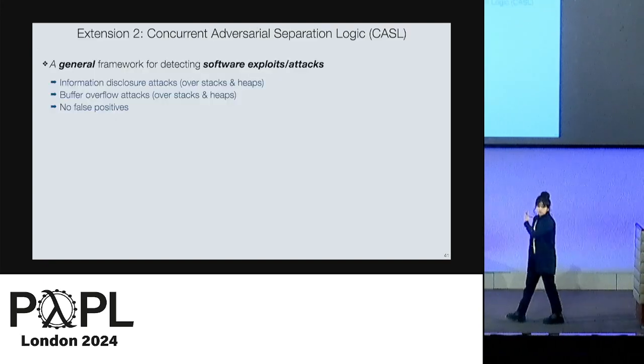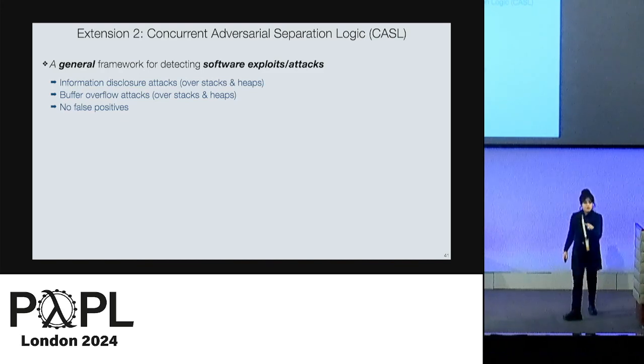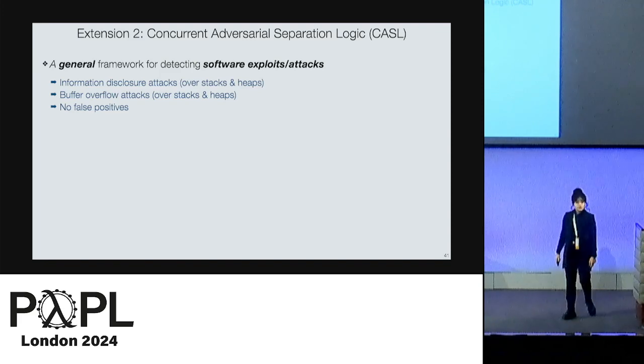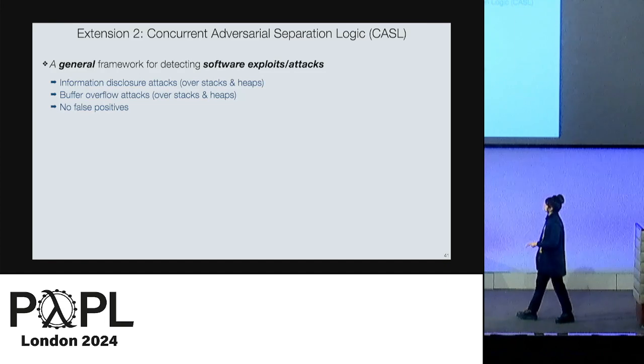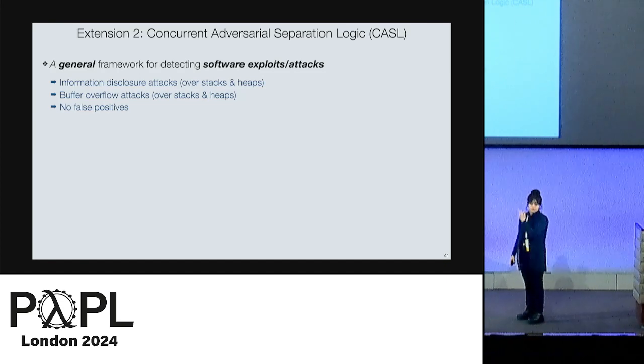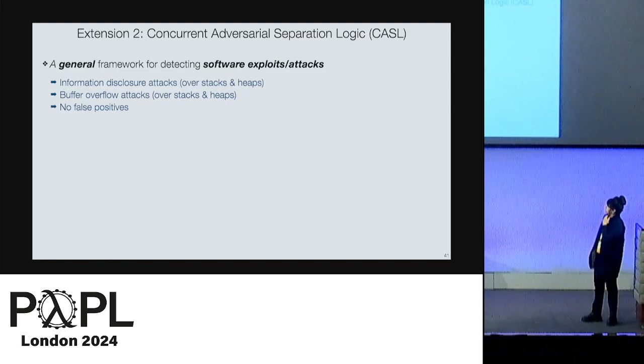The next thing, and this was all when I was doing some consultancy work at Meta. Then a guy from Bloomberg approached me, who will be here tomorrow as well, and said, well, this is all neat, but what if we just use them to find security exploits? It's the hot thing, right? And so we started working on an extension of CSL that allows us to actually deal with security exploits and vulnerabilities, and this is what we did. So we have this other logic called CASTLE, concurrent adversarial separation logic, that allows you to find things like information disclosure attacks, buffer overflow attacks, and so on.